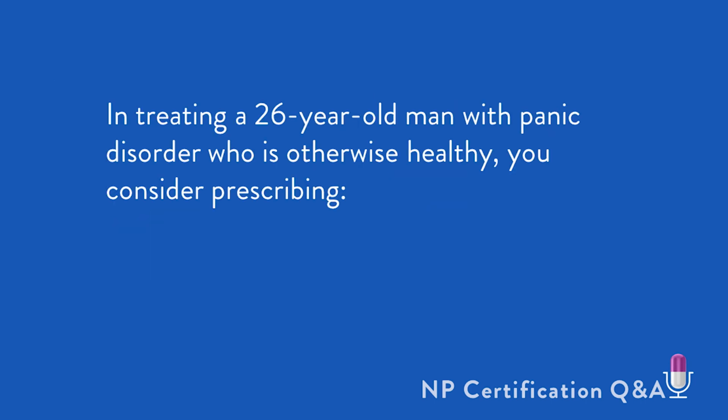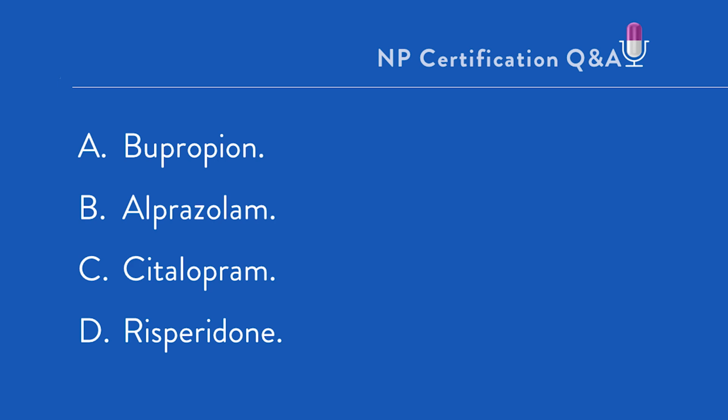In treating a 26-year-old man with panic disorder who is otherwise healthy, you consider prescribing A, Bupropion, B, Alprazolam, C, Citalopram, D, Risperidone. Where do you start? Determine what kind of question this is. Given the question directs therapy of a person with a new diagnosis, this is an initial treatment plan question.